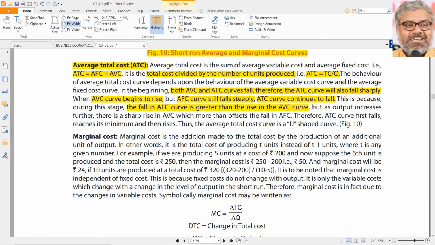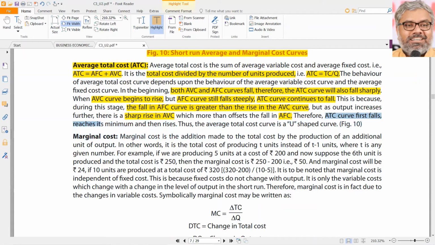But why is it happening? Since AFC is falling more than AVC is increasing, the impact on ATC is downwards, so it is also falling. But as the output increases further, this tendency will not continue. Then there will be a sharp rise in the AVC, which will offset the fall in AFC, that is average fixed cost, which means the sharp rise in AVC is more than the fall in AFC. Then naturally ATC also starts increasing later. So what happens to the ATC, that is average total cost?